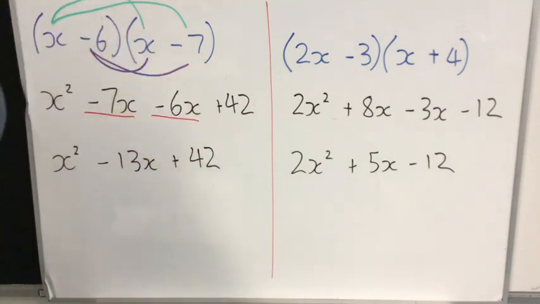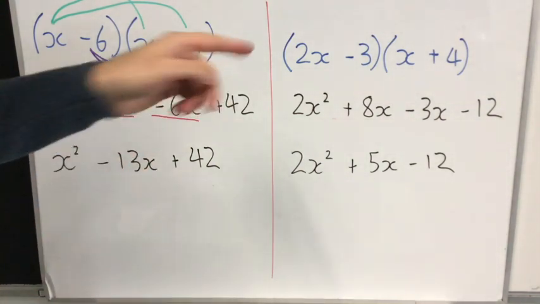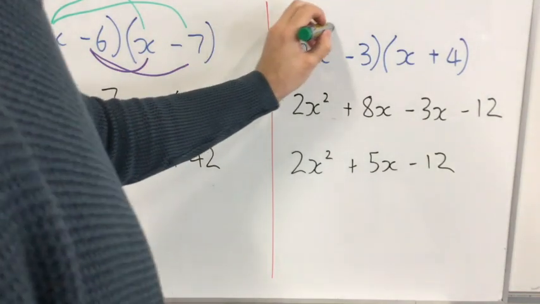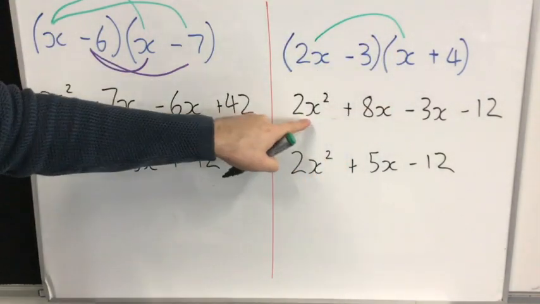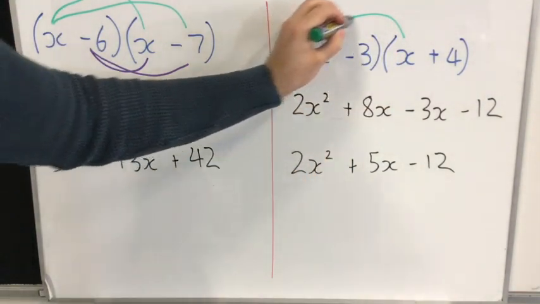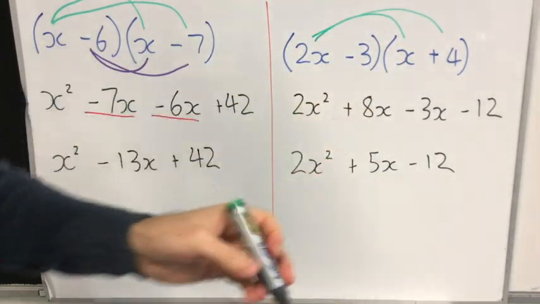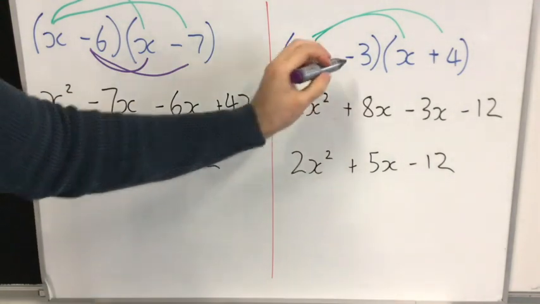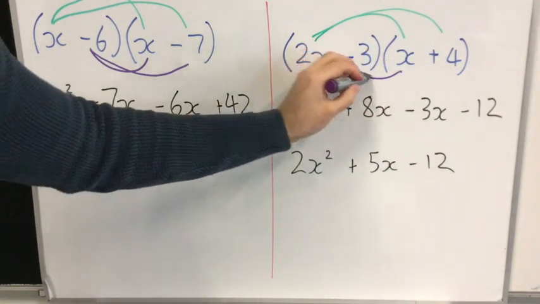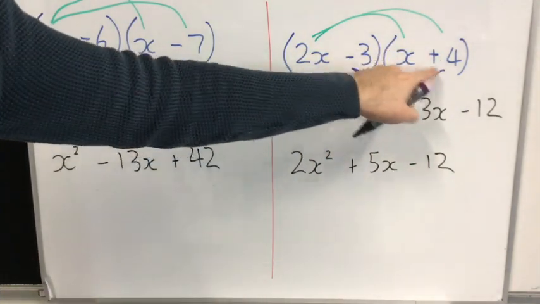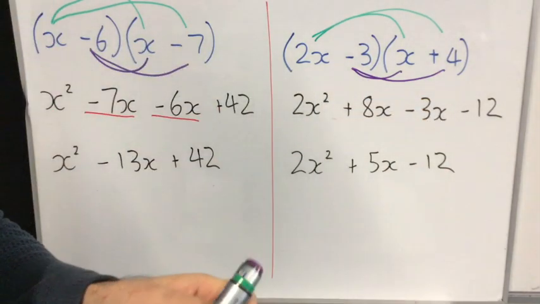If you don't know how to use the minus and the negative buttons, because they're different buttons on your calculator, make sure you ask for help. But -7 minus 6 equals -13. Other side. 2x times x, 2x squared. 2x times 4, or a positive 4, positive 8x. -3 times x, -3x. -3 times positive 4 is -12.